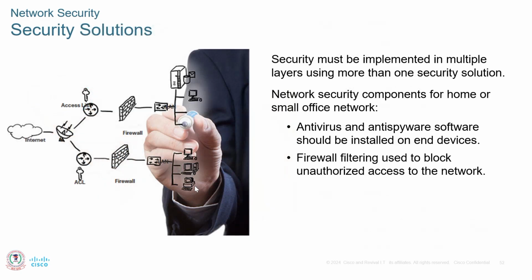So you have security solutions. These are the kinds of solutions you need to implement. Security must be implemented in multiple layers using more than one security solution. Network security components for a home or small office network: antivirus and anti-spyware software should be installed. This is what I've already shared, to be installed on the endpoint devices.